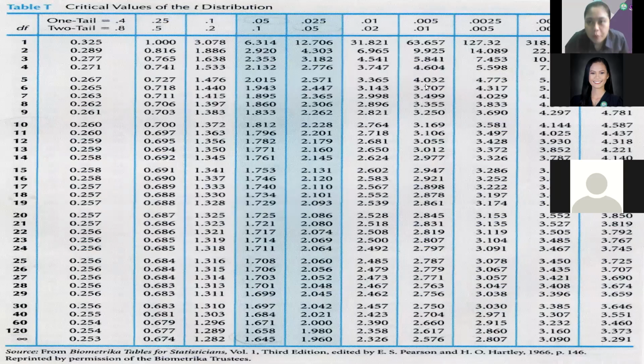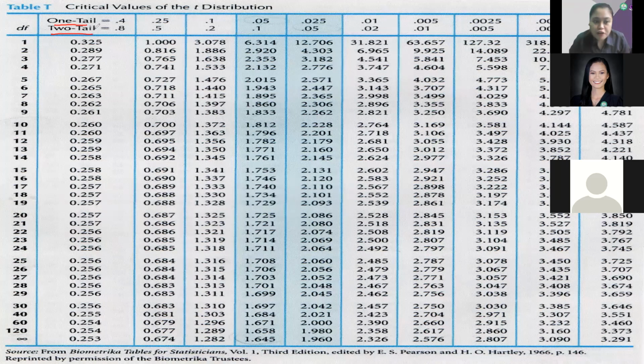So, ito yung table. Siyempre, hindi natin to i-memorize. Okay. So, ang tawag natin dito is critical values for the t distribution. So, hahanapin natin yung tabular t dito. So, how do we look for the tabular t? Una, we have to decide first whether we are doing a one-tailed test or a two-tailed test.